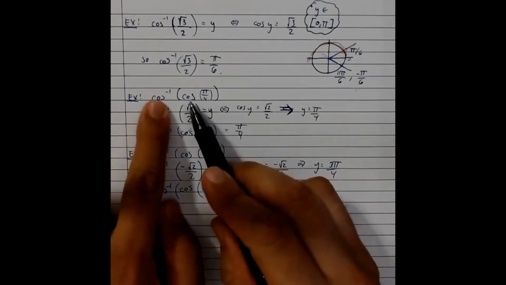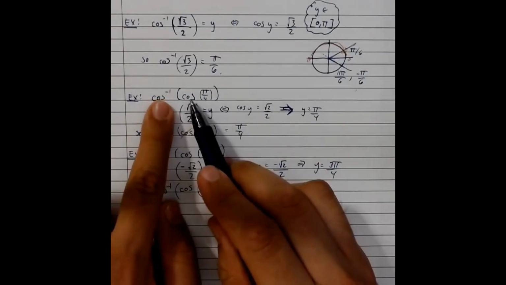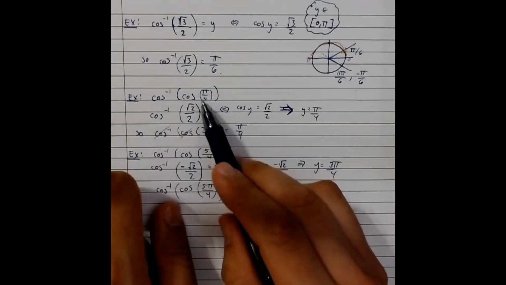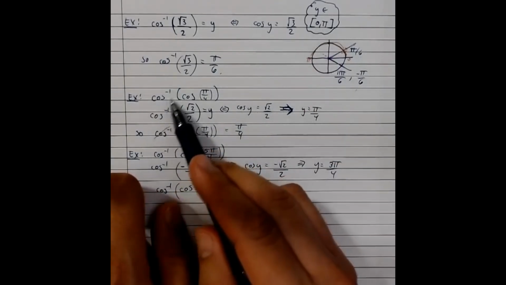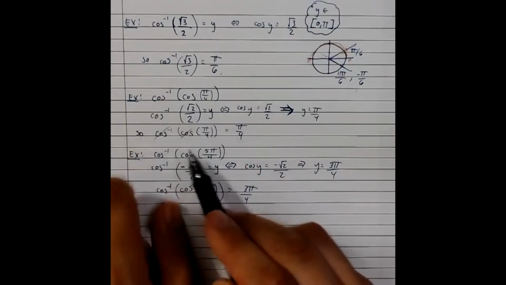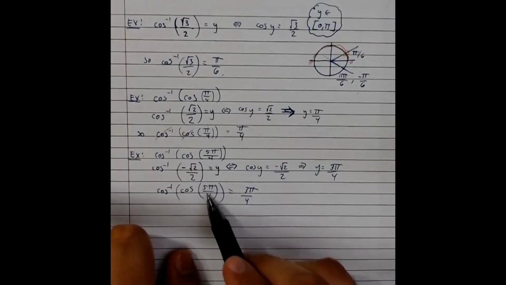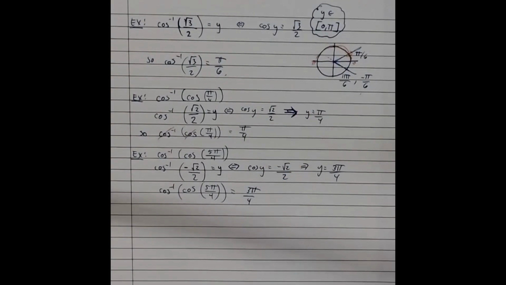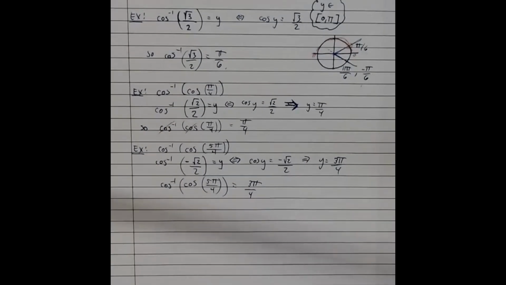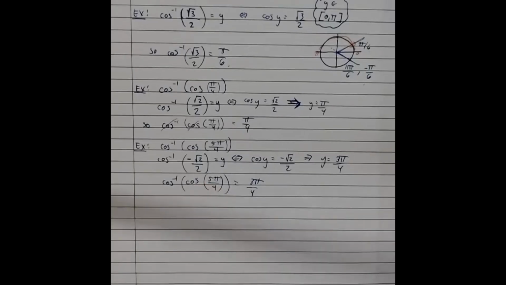Whenever you have a composition of a trig function and its inverse, if this number here is in the range of this inverse function, then sure, they'll just cancel out. But if this number here is not in the range of my inverse function, then no, they don't just cancel out. That doesn't mean I can't get an answer. It just means it may not be that answer.